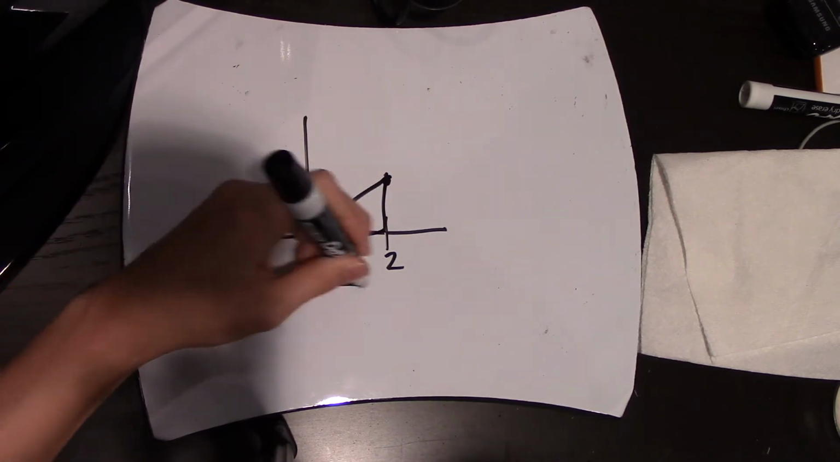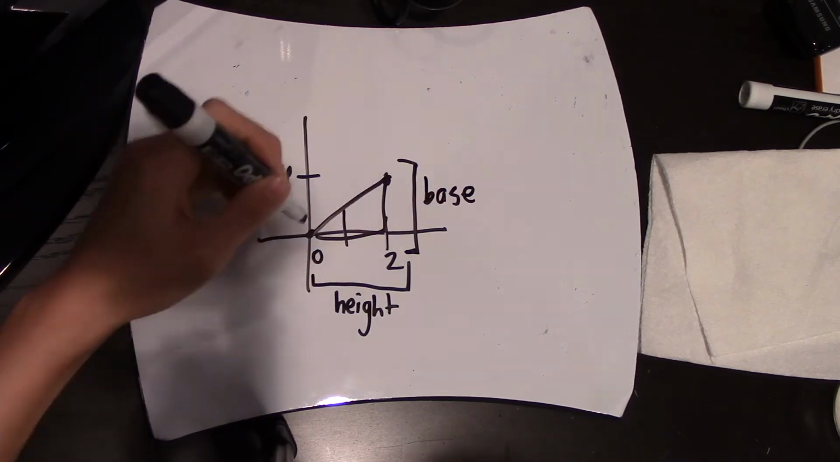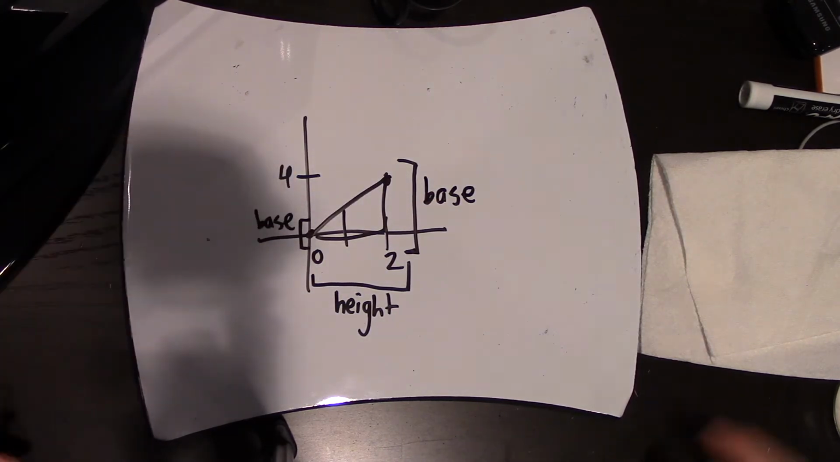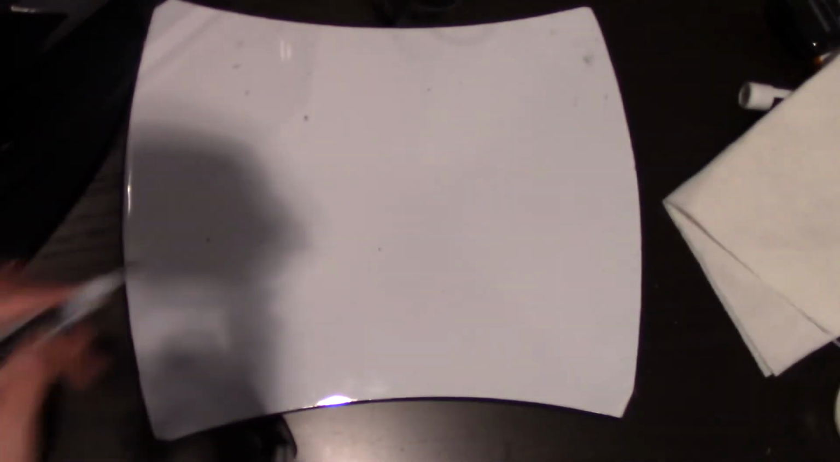To find the area, we use our formula, and in this case, the difference between the x values is our height, and the height of each x value is going to be a base. A little confusing, but if you turn the graph sideways, you may be able to understand a little bit better.